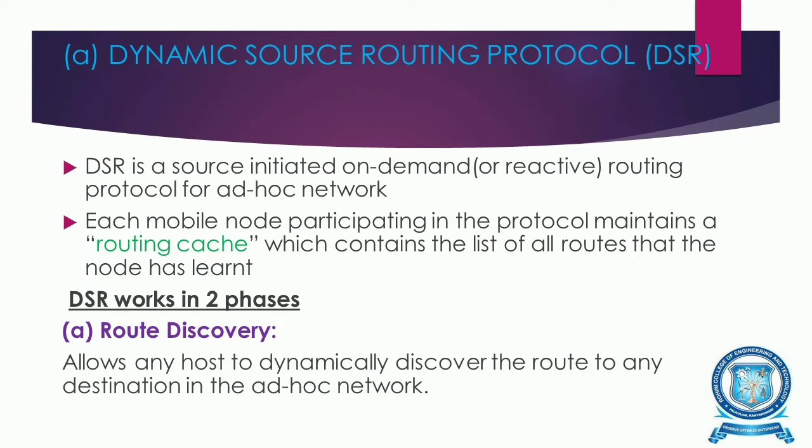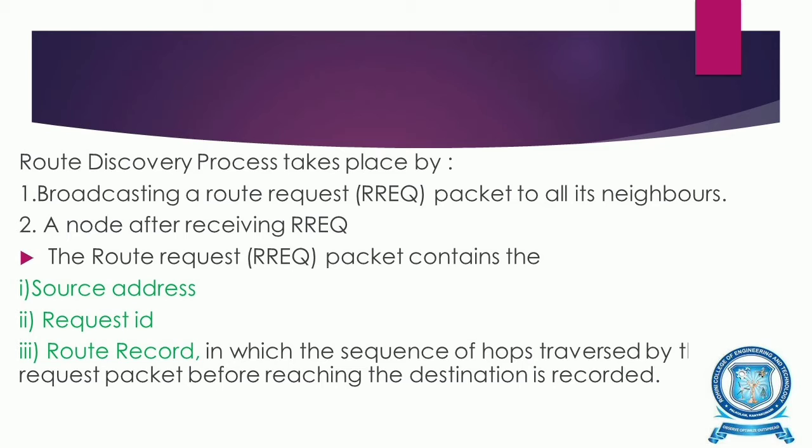So let's see about route discovery. It allows any host to dynamically discover the route to any destination in the ad hoc network. This route discovery process takes place by first broadcasting a route request, that is, an RREQ packet, to all its neighbors. The RREQ packet contains the source address, request ID and route record, in which the sequence of hosts travelled by the request packet before reaching the destination is recorded. All these things are handled by the route discovery process.